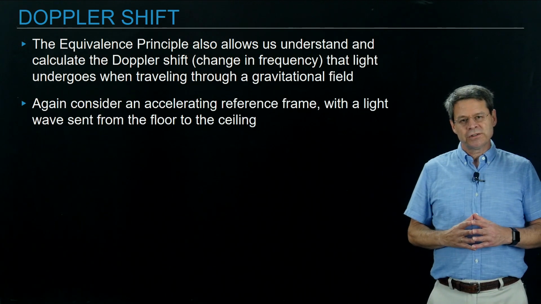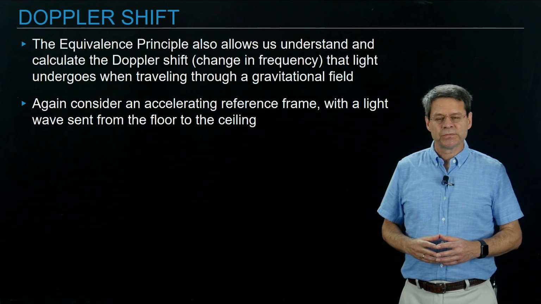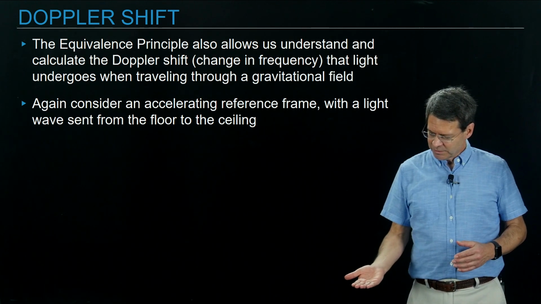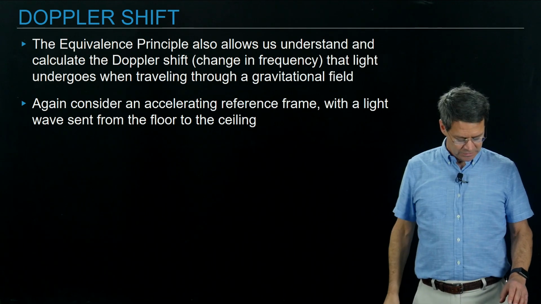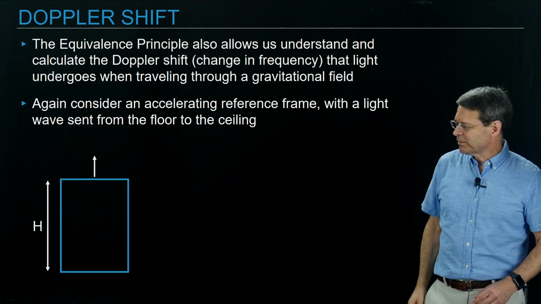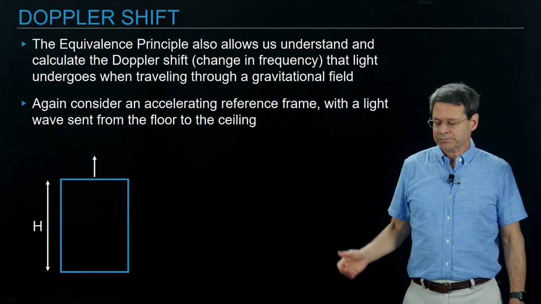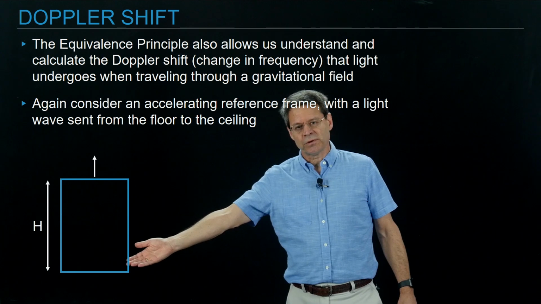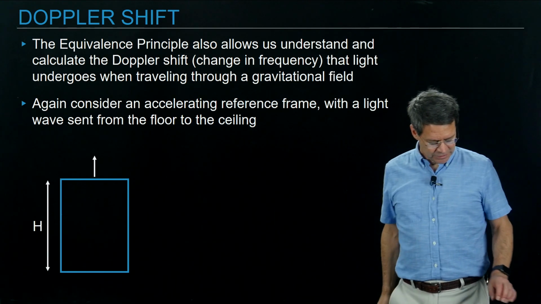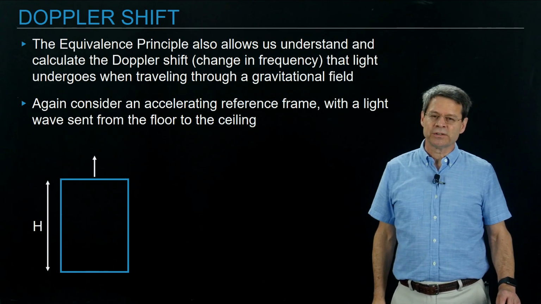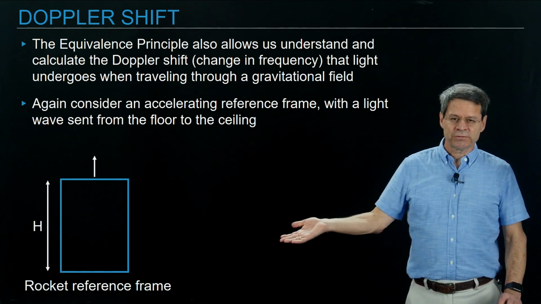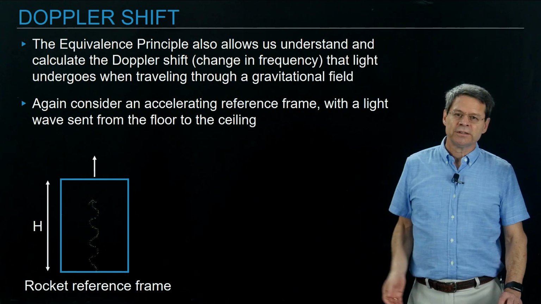So let's again consider an accelerating reference frame with a light wave sent from the floor of that reference frame to the ceiling. All right, so let's imagine our reference frame here is in a rocket again. We're going to send light from the floor to the ceiling. The height that the light will travel is a distance h. And this is a rocket's frame, so it's going to be accelerating.